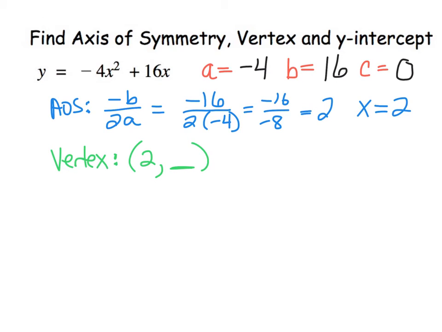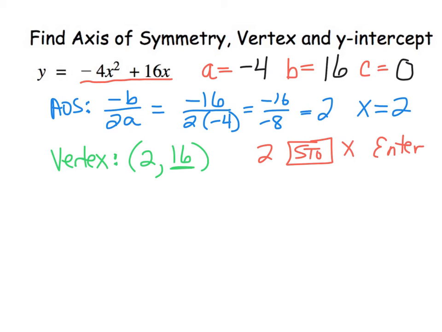So I'm going to type in on my calculator the 2, which is what I know x is, store, the store button, and the x, and press enter, and that stores 2 for x. Then I'm just going to type in my equation, -4x squared plus 16x. When I press enter, it tells me that my y is 16. So now I know my vertex.